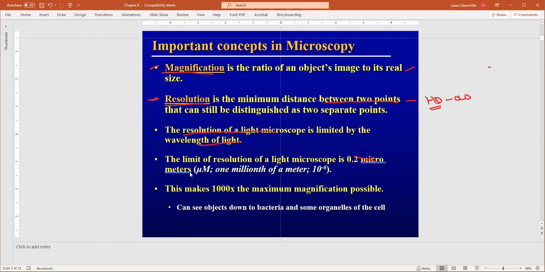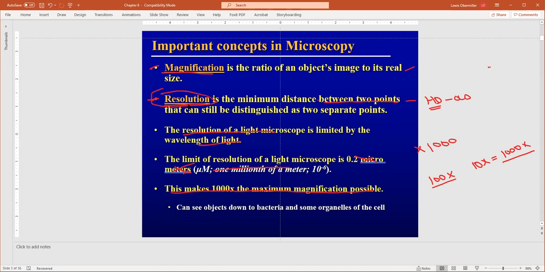I don't care if you know this or this, but you should know that the maximum magnification is about 1000x. That's why all good microscopes, their objective lens is 100x. Their ocular lens is 10. 10 times 100 is 1000. So you get 1000x magnification. That's the maximum that's possible. I will ask you what the maximum magnification while maintaining resolution is.